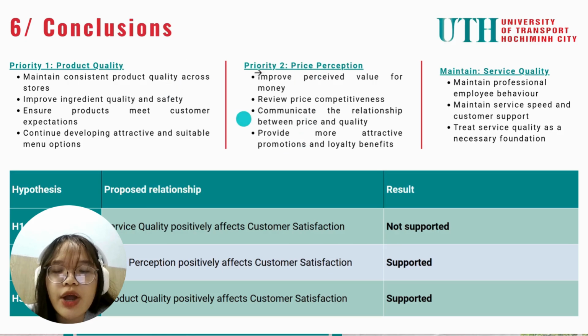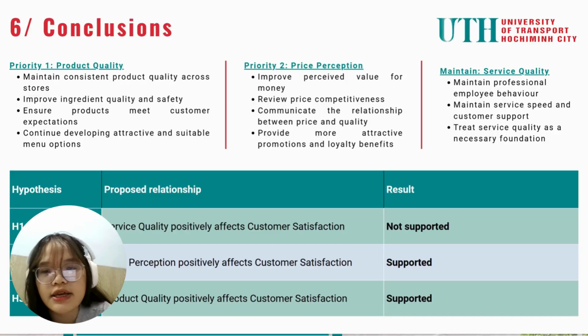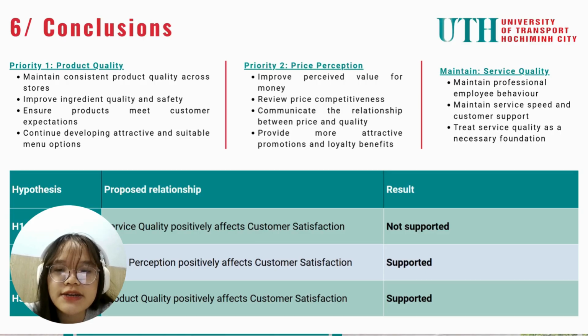The second priority should be price perception. Phúc Long should improve the customers' perceived value for money, review its price competitiveness, communicate the relationship between price and quality more clearly, and offer more attractive promotions and customer loyalty benefits.